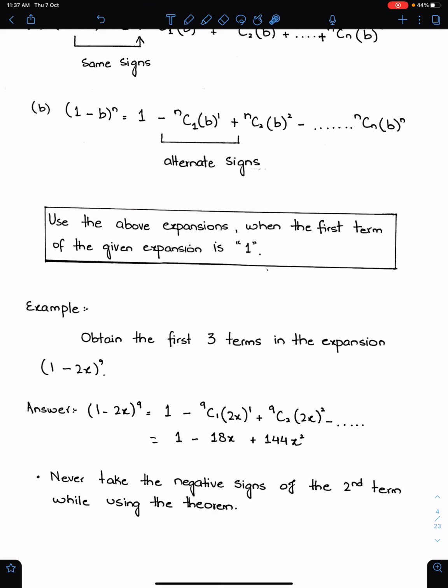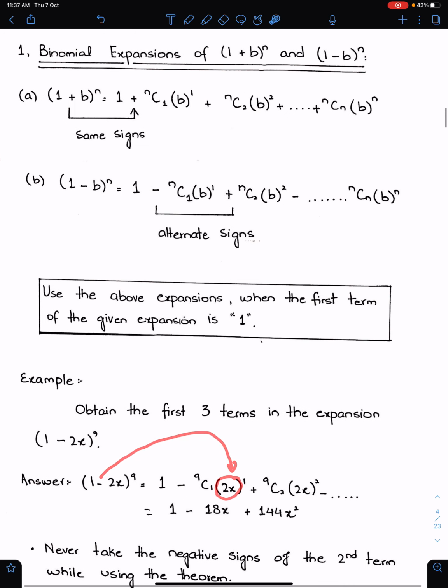Now this is very important. Never take this negative sign of the second term while using the theorem. See, I took positive 2x. I did not take negative sign here. Here we had minus b, but I wrote b here. So never take the sign of second term while using the theorem.